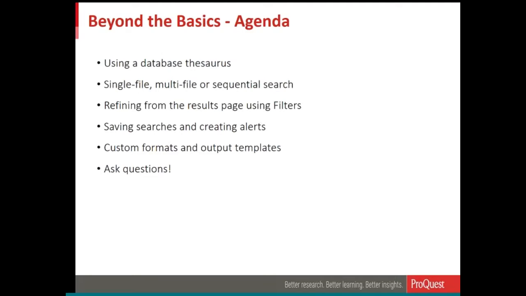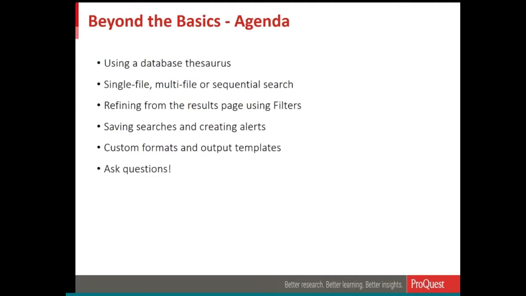How do I refine from the results page, because I can do further refinements there using filters, and there's some pretty sophisticated features in the filters that you can use to do a number of different things. We'll talk about that. How to save my search and how to create an alert, and then how do I manage those and where do I look for that information.